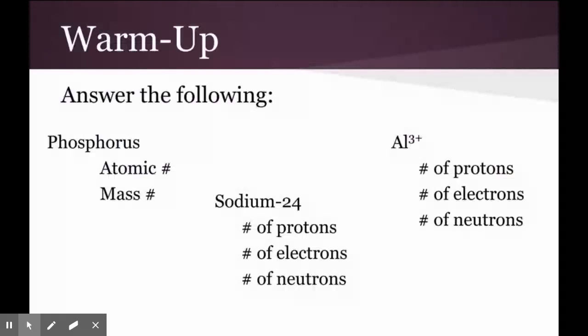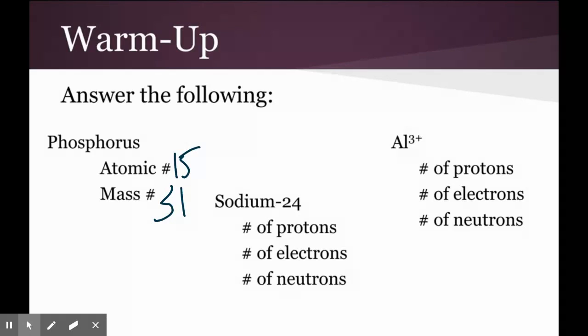Before we jump into 1B, we're going to do a quick review of some of the information we learned in 1A. If we're looking at phosphorus, if you have a periodic table, you can see that the atomic number for phosphorus is 15, and the average atomic mass for phosphorus is 30.97, and this question is asking us for the mass number, so we're going to round that up to 31.